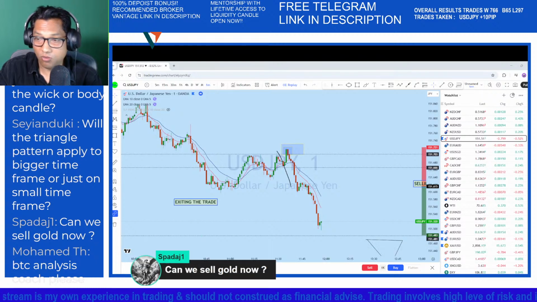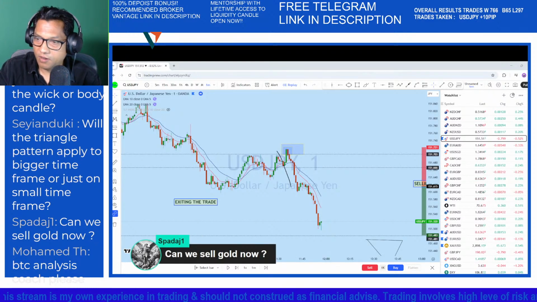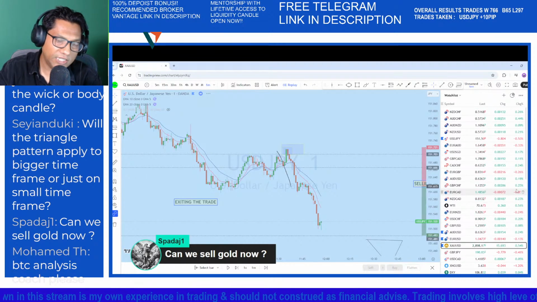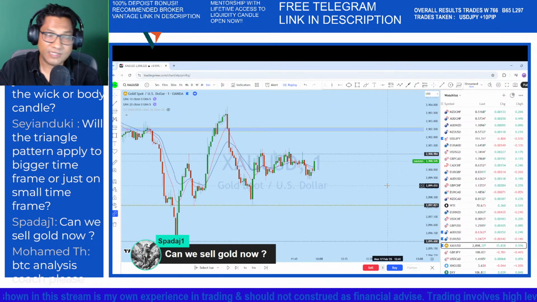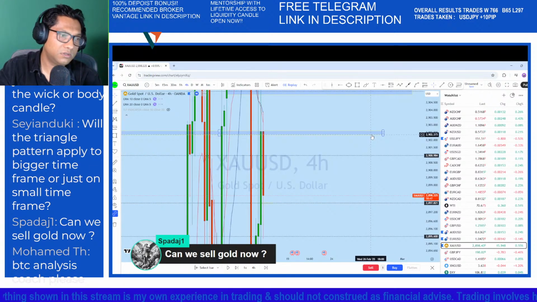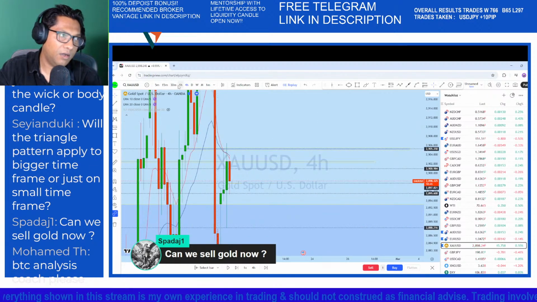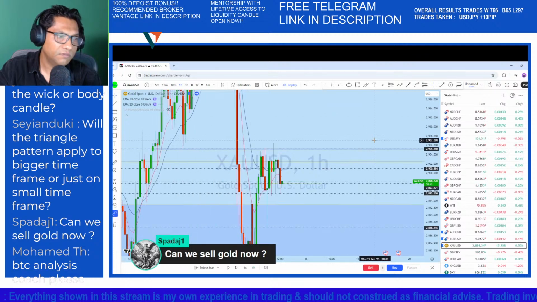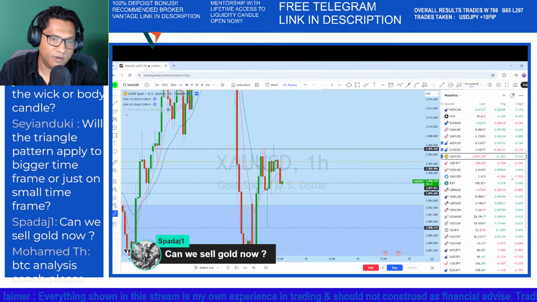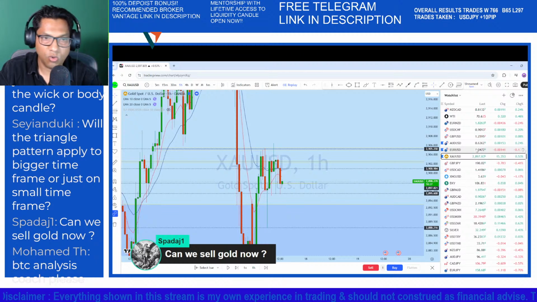Can we sell gold now if you have enough? British analysis coach will be looking at later. Now XAUSD, let's look at here. It's in a sideway and I don't see any good entry. Currently sideway. So the market is sideways, so we can't force it to move in our direction.